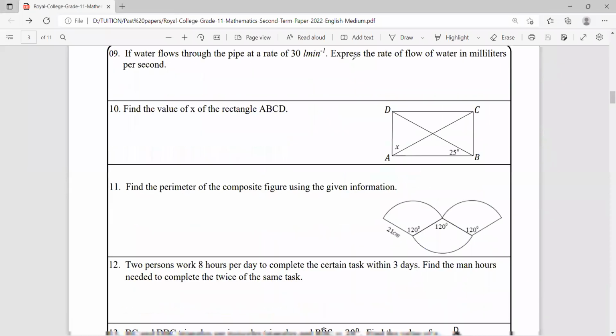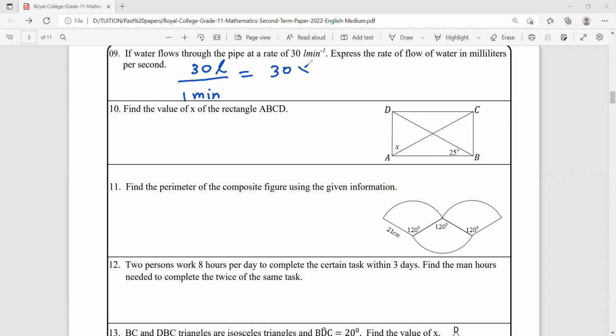Let's go to the next one. Here you can see: if water flows through a pipe at the rate of 3 liters per minute, express the rate of the flow of water in milliliters per second. So you can write here 30 liters per minute, 1 minute. So you can do 30 liters.